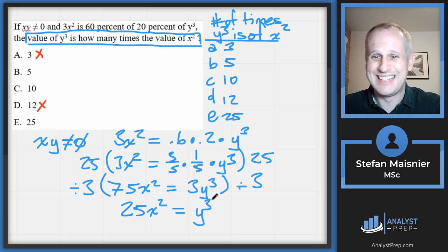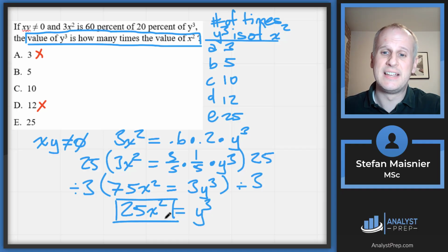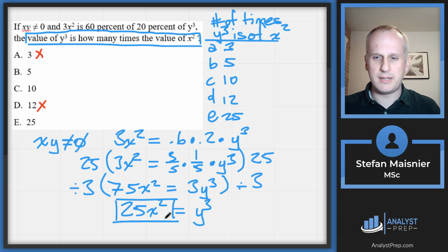And you can see, again, not the most complex of problems if you do it technically. If you tried to do this using another tactic, say back solving or plugging in values, you could theoretically accomplish the same goal, but it's going to take you significantly longer to find out that y cubed is 25 times x squared, and that the answer is choice E.